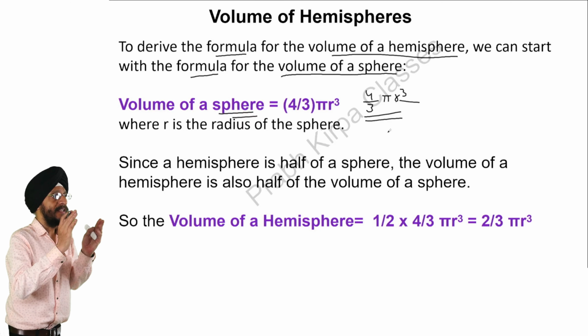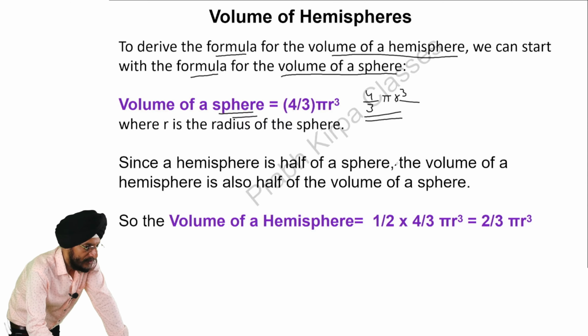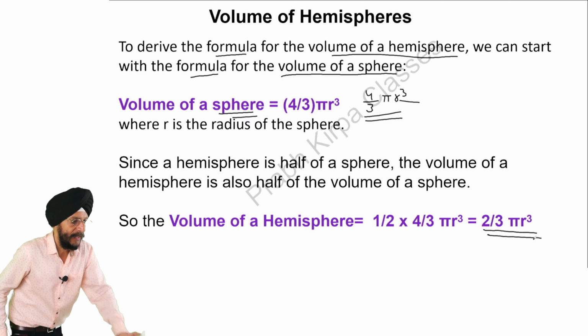You know that the hemisphere is only half of the sphere. The volume of a hemisphere is also half of the volume of a sphere. So the volume of a hemisphere is 1 over 2 into 4 over 3 pi r cube. So we will arrive at 2 over 3 pi r cube. So this is the formula to calculate the volume of hemisphere.